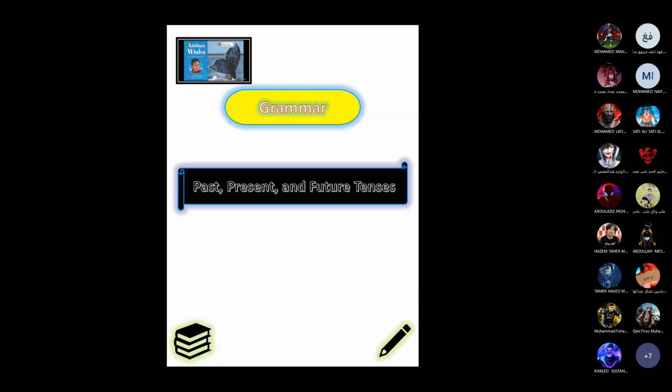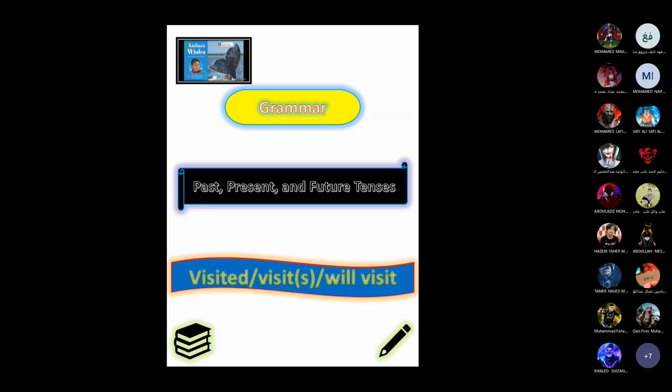So the lesson of today is about 3 different tenses. After discussing the helping verb and the main verb, the lesson of today is about the tenses, to know the tense of the sentence. Which tense is it? Is it past, or present, or future? The lesson is so simple and so easy.